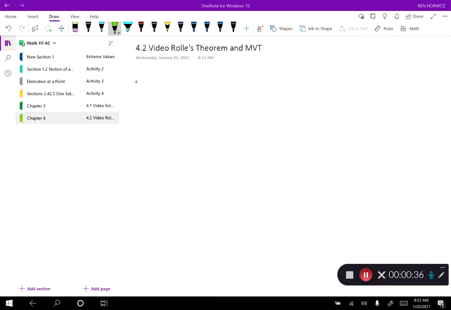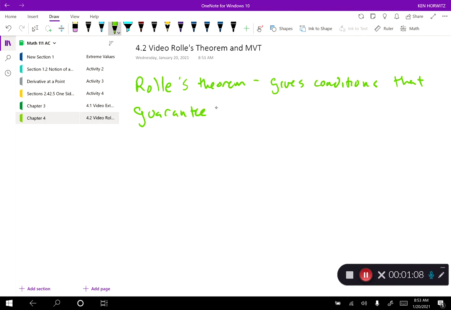Rolle's theorem, named after French mathematician Michel Rolle, gives conditions that guarantee the existence of an extreme value on the interior of a closed interval.